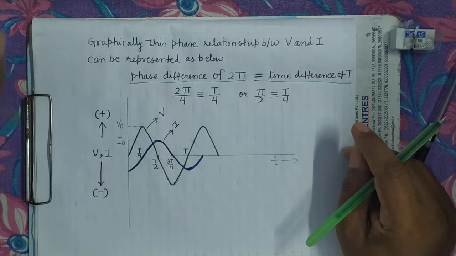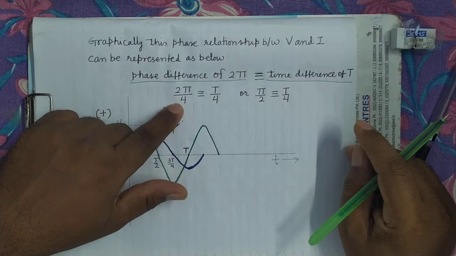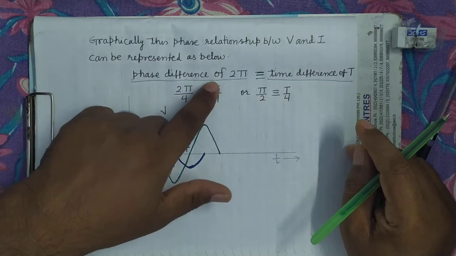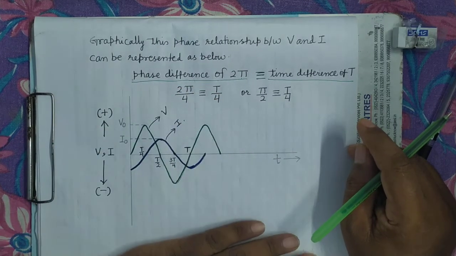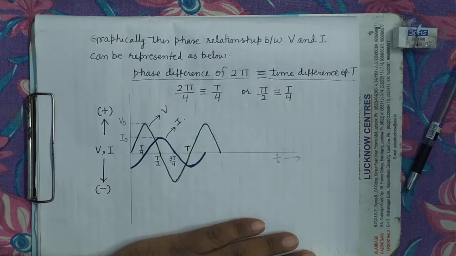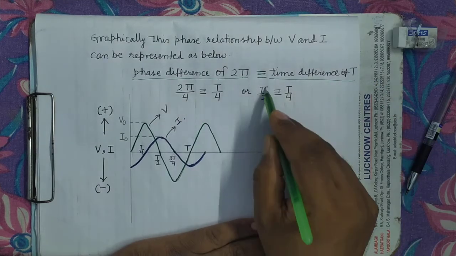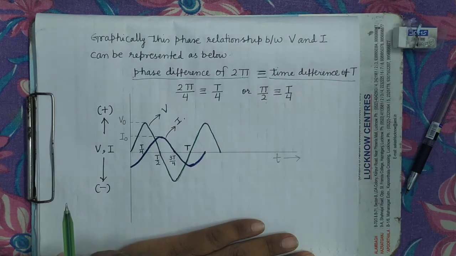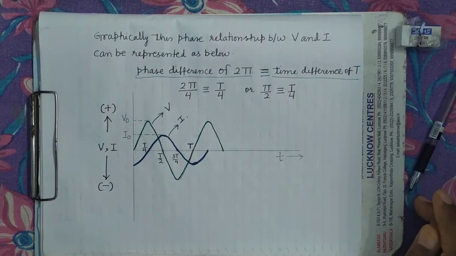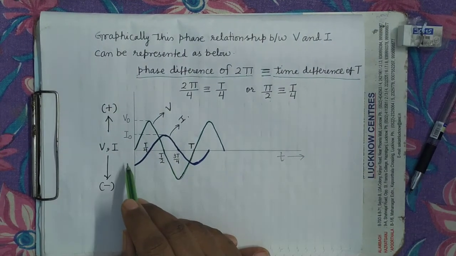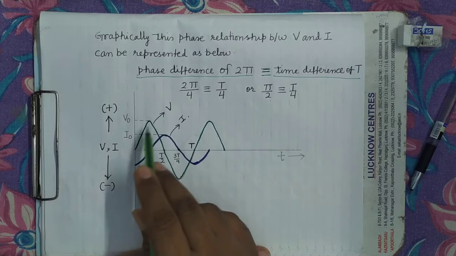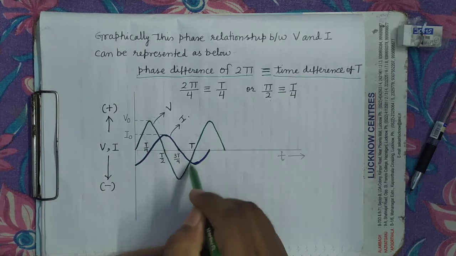So if you divide by 4, 2 pi upon 4 will be equivalent to T by 4. T is the periodic time. Means 2 pi by 4, pi by 2, is equivalent to T by 4. Now if you see voltage and time, this is the V versus T curve.